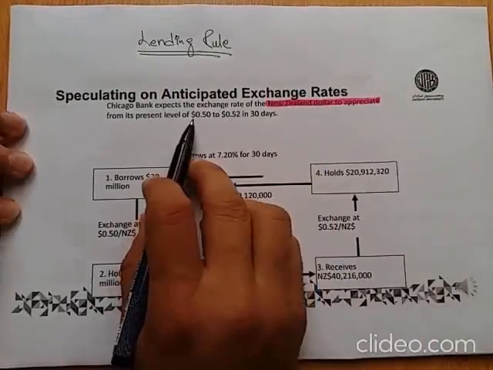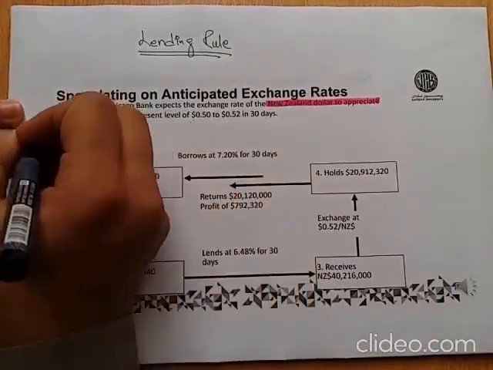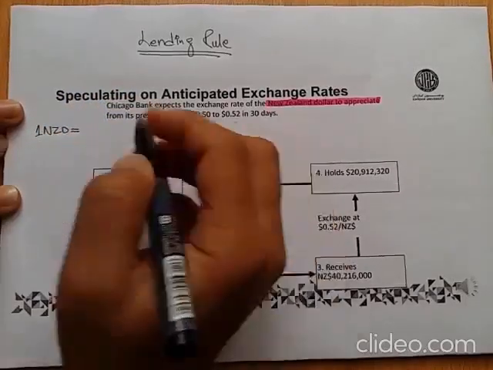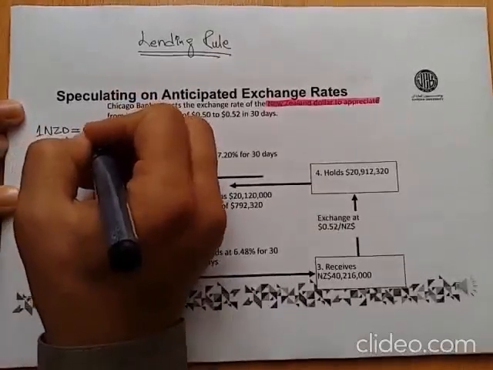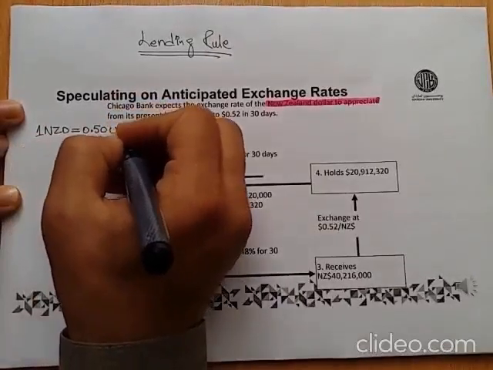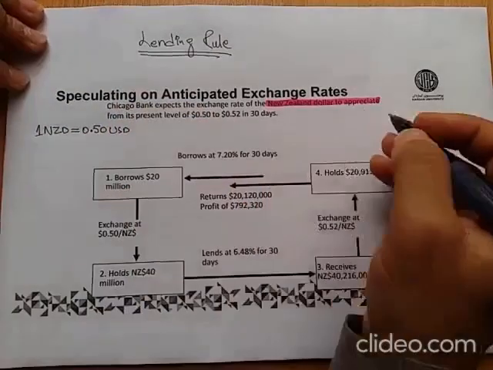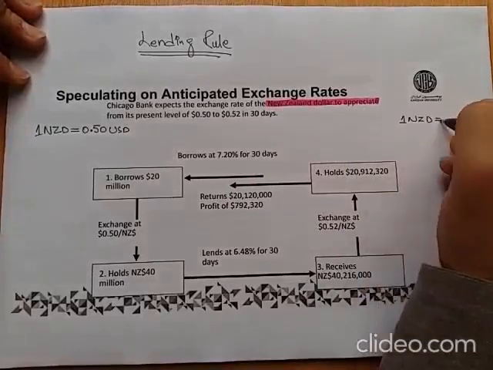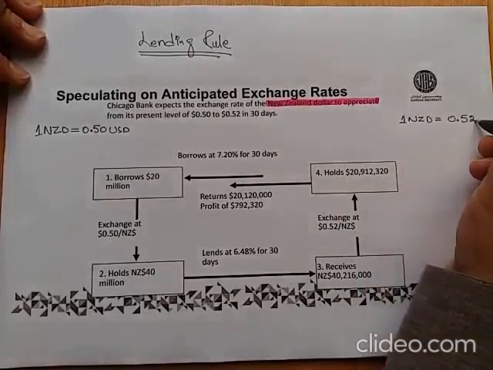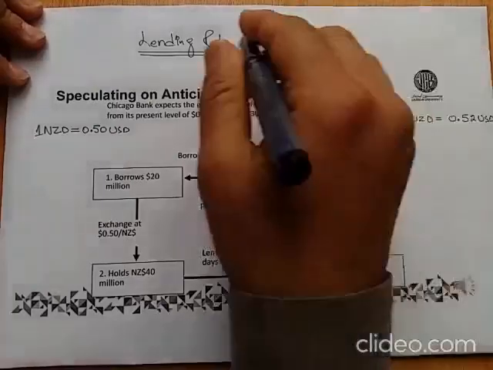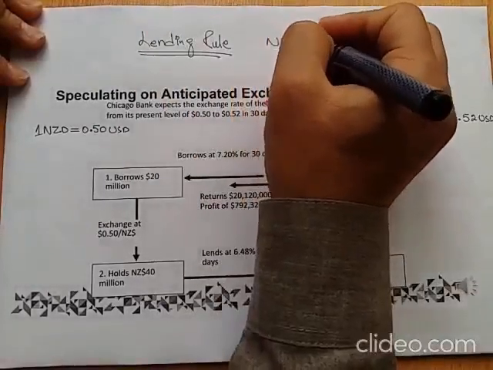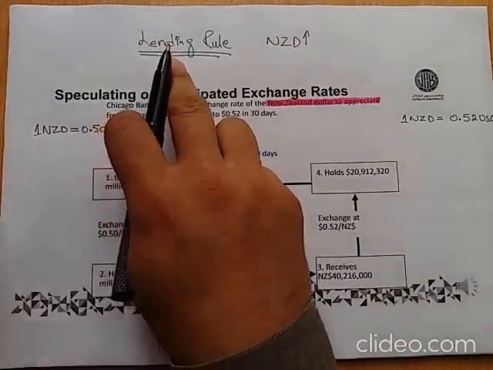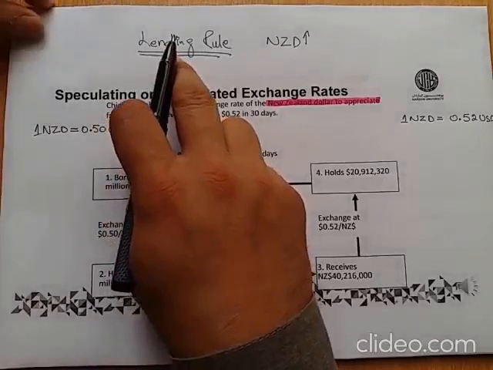Currently, 1 New Zealand dollar is equal to 0.50 USD. This is the spot rate, okay? And we expect it to become 1 New Zealand dollar equal to 0.52 USD. So it means that the New Zealand dollar is appreciating in the future, so we apply the lending rule. It means we are going to invest money in the New Zealand dollar here.